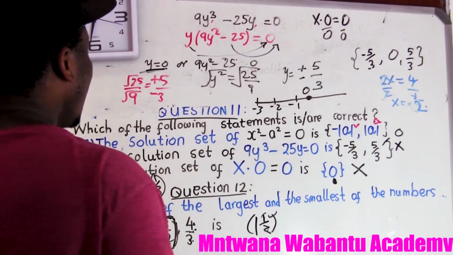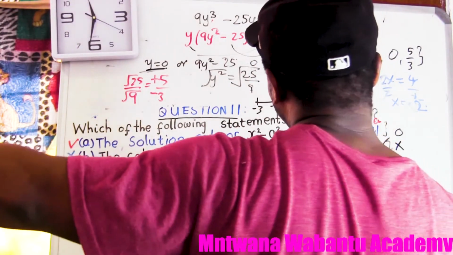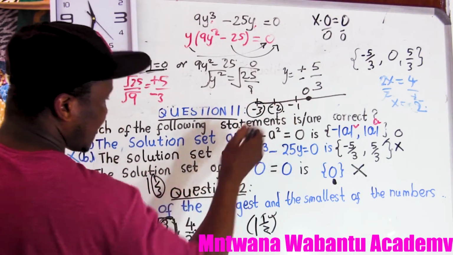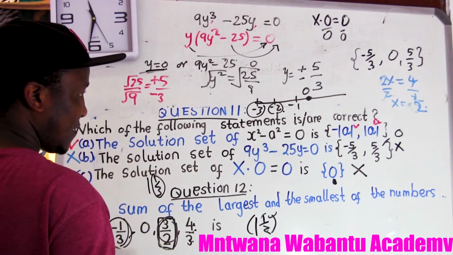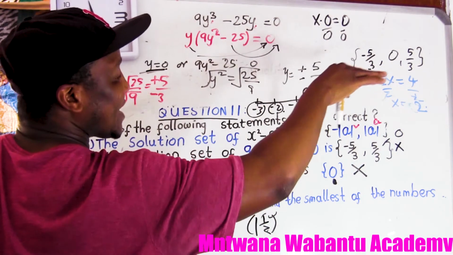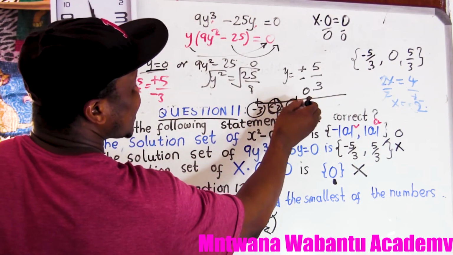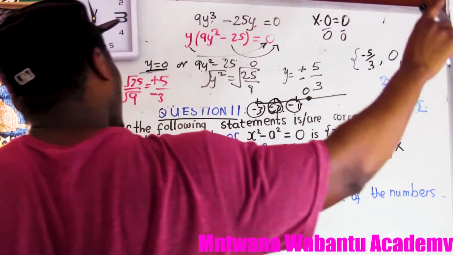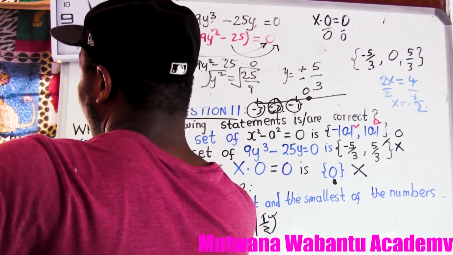The more you go to the left, your number gets smaller. Meaning this is smaller than this. And the more you go to the right, the bigger it gets. So -1 is bigger compared to -2. You have to remember that the more you go right, the more your number is getting bigger, and the more you go to the left, your number is getting smaller.